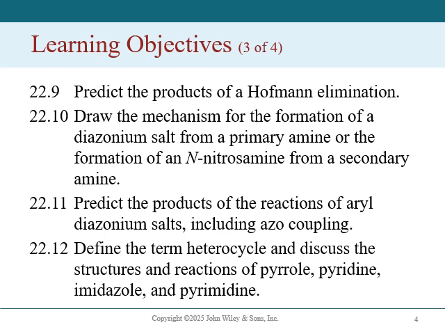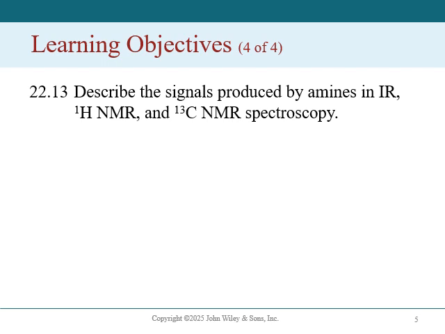Predict the products of a Hoffman elimination. Draw out the mechanism for the formation of a diazonium salt from a primary amine, or the formation of an N-nitrosamine from a secondary amine. Predict the products of the reactions of aryl diazonium salts, including azo coupling. Define the term heterocycle and discuss the structures and reactions of pyrrole, pyridine, imidazole, and pyrimidine. And lastly, describe the signals produced by amines in IR, proton NMR, and carbon-13 NMR spectroscopy.